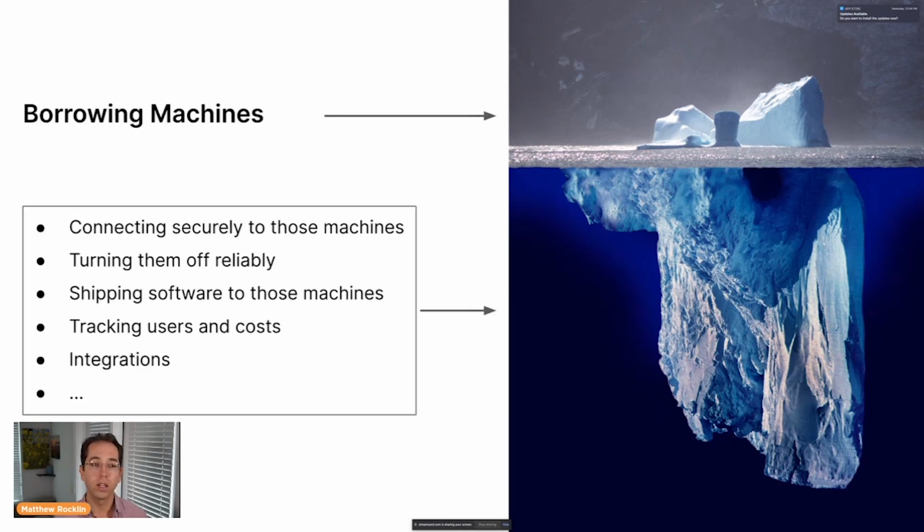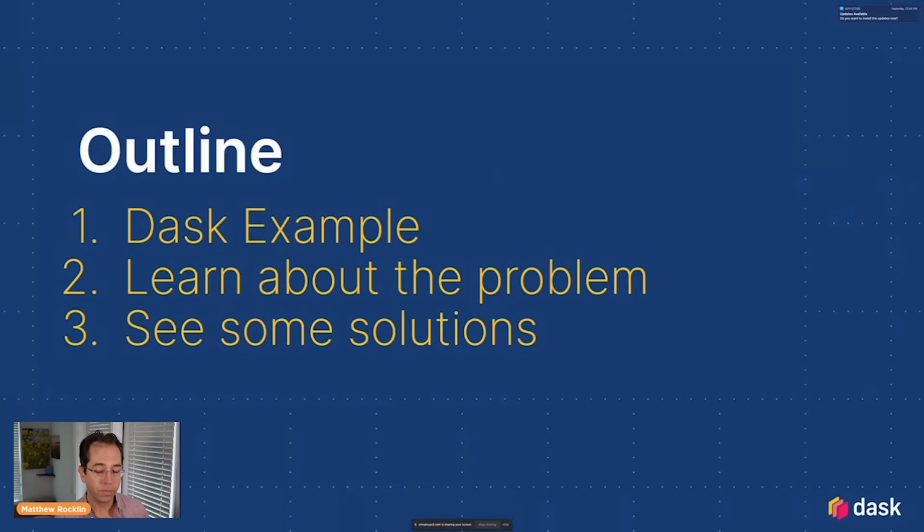Deploying distributed systems is not just borrowing machines from the cloud or HPC. It's, can I connect those machines securely? Can I turn them off reliably? Can I manage costs? Can I ship software to those machines? And that's where things get a little bit complicated. So we're going to go through and learn a little bit more about a lot of the bottom of the iceberg topics. Hopefully this will help you as you're thinking about how you deploy systems yourself.